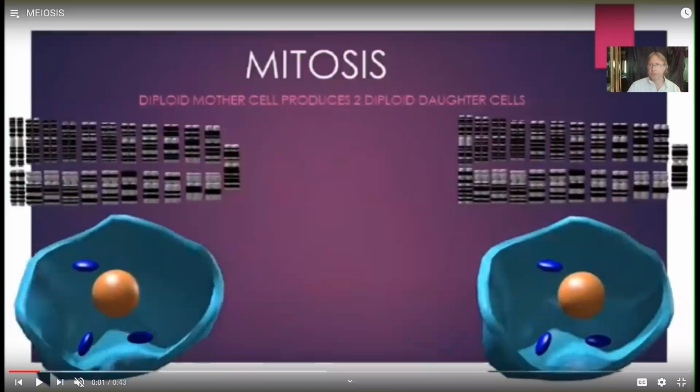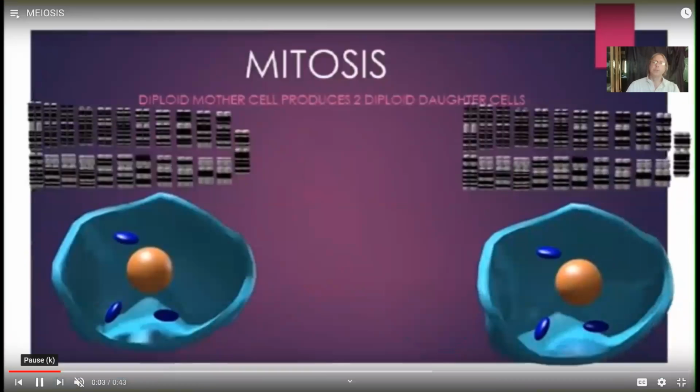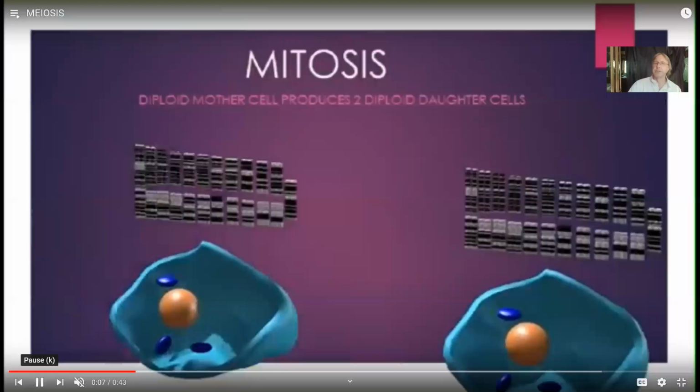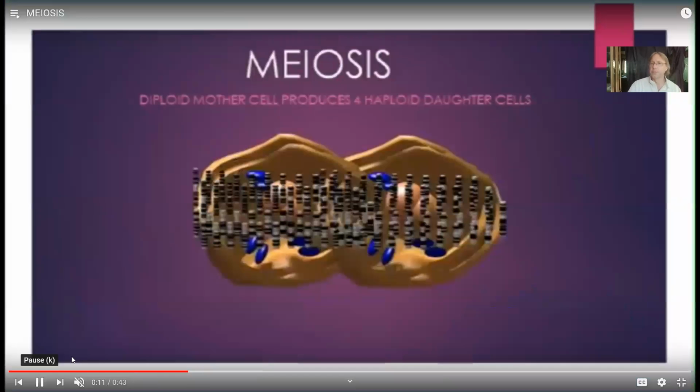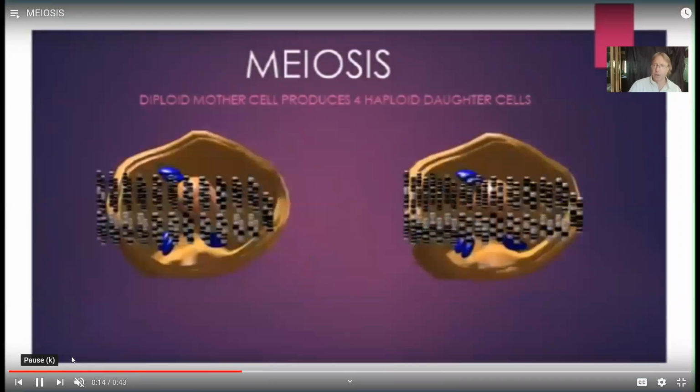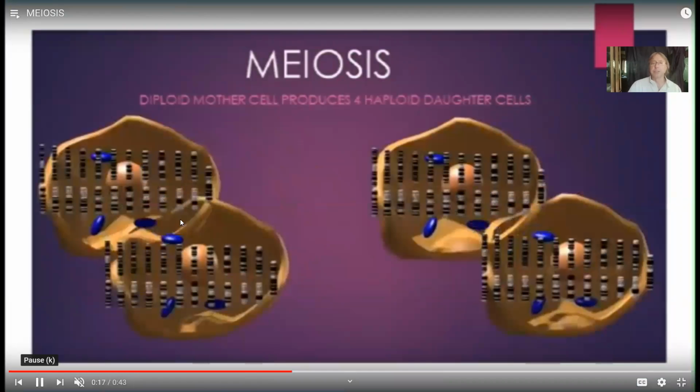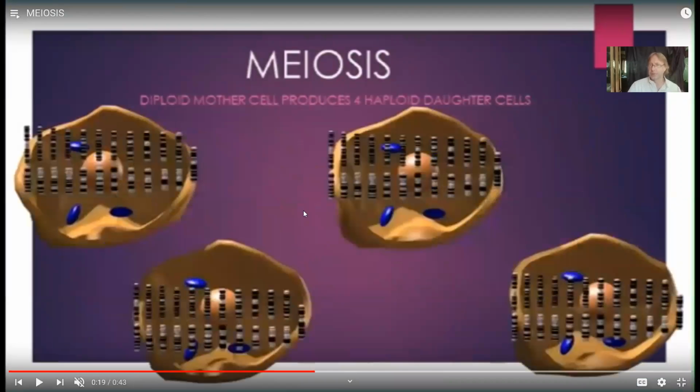cells from the diploid mother cell, but rather a new type of cell division called meiosis, in which the cells will divide twice. They will go through prophase 1, metaphase 1, anaphase 1, telophase 1, and then prophase 2, metaphase 2, anaphase 2, telophase 2. And now as a result, we have 4 cells after 2 rounds of cell division, and these cells then are haploid. So meiosis involves 2 rounds of cell division and results in haploid cells, which is different from mitosis.